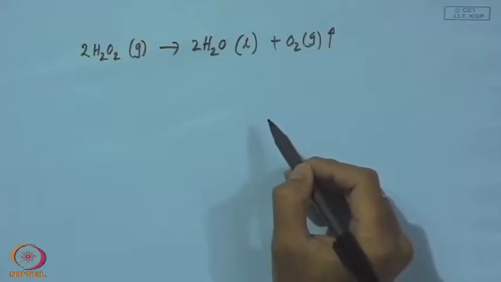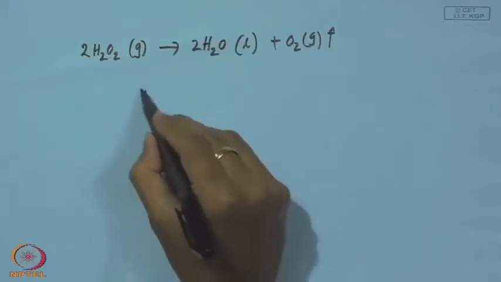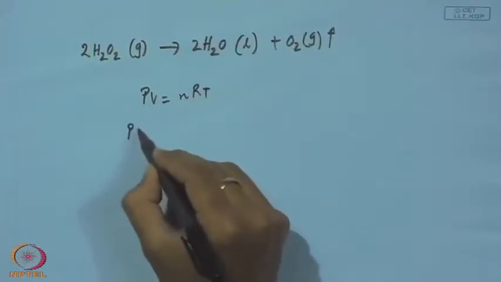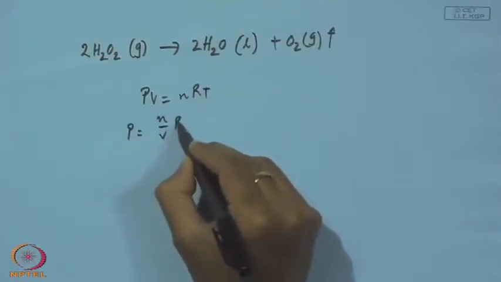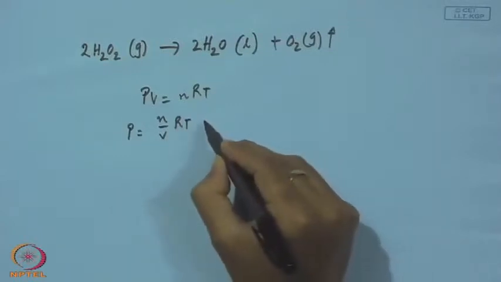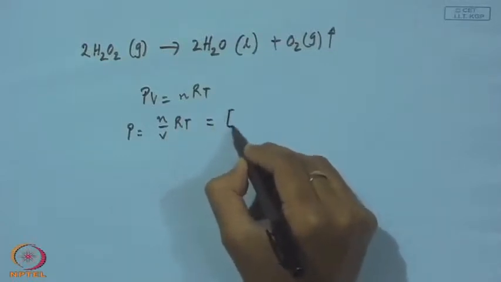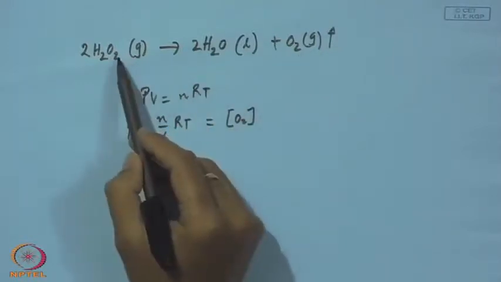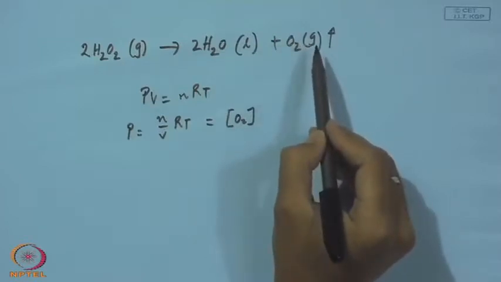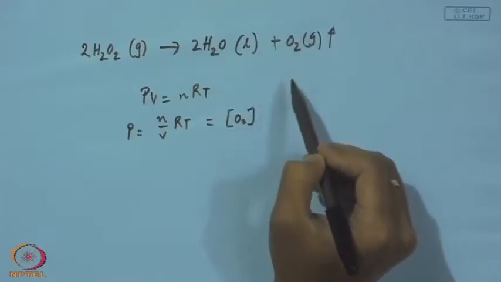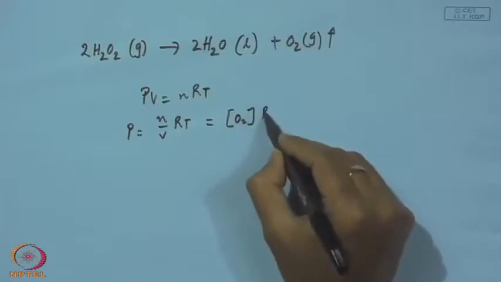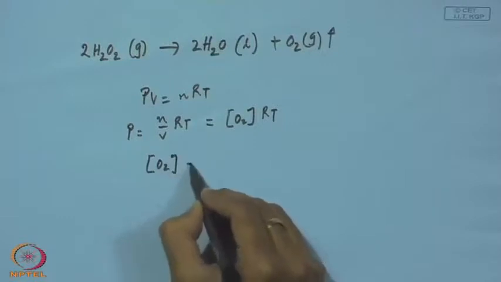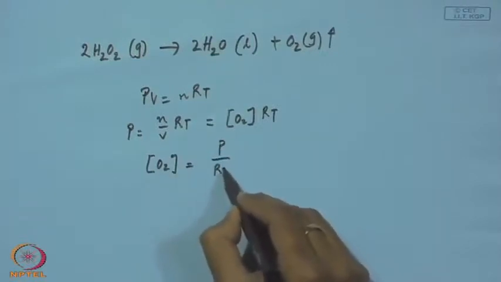So, in that case we can use the ideal gas equation, PV is equal to nRT. So, that is P is equal to n by V RT. Okay. So, n by V means it is basically concentration of O2, because no gaseous species is there on the left hand side. So, only on the right hand side this oxygen is the gaseous species. So, O2 then RT. Okay. So, that means concentration of O2 is equal to P by RT.